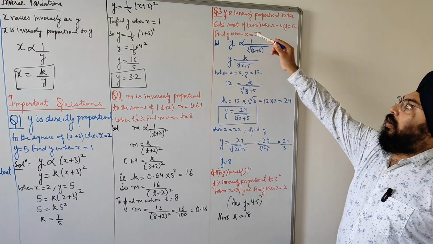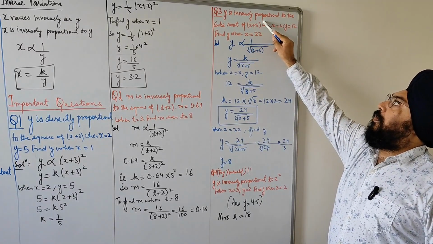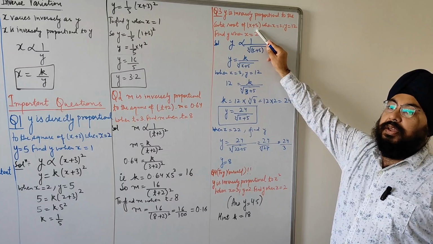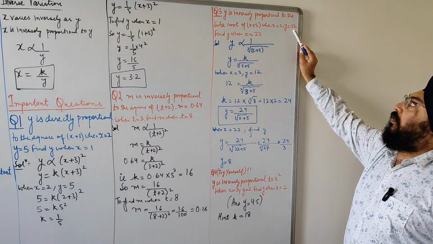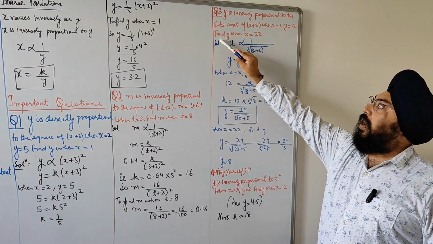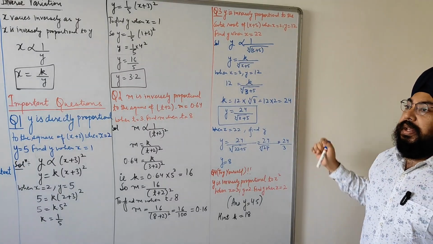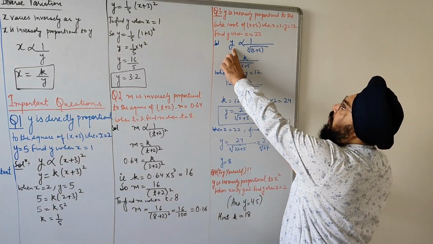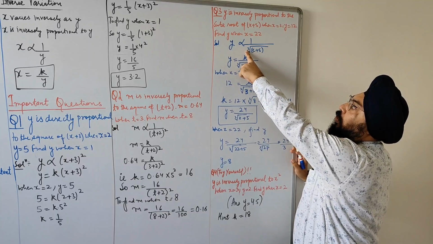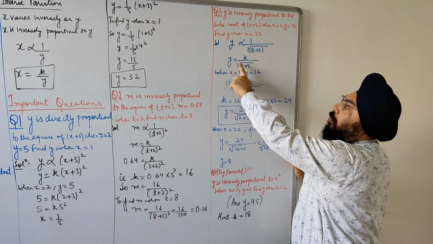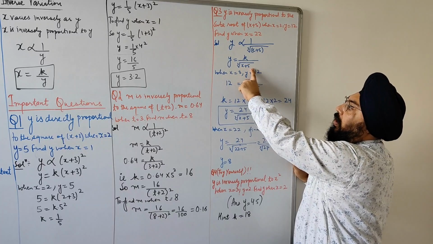Another question, y is inversely proportional to cube root of x plus 5. When x is equal to 3, y is equal to 12. Find y when x is equal to 22. So we will be writing as y is inversely proportional to cube root of (x plus 5). Y is equal to k upon cube root of (x plus 5).